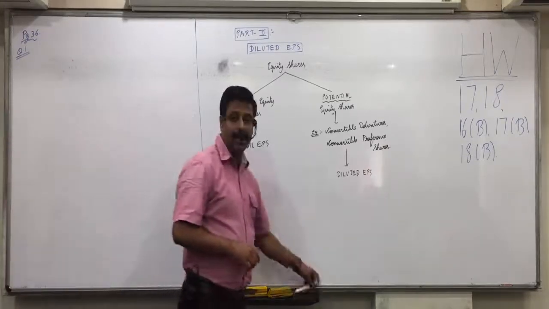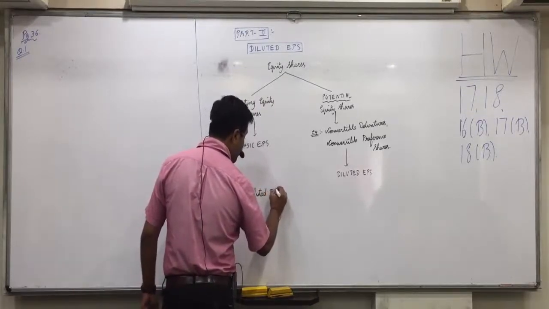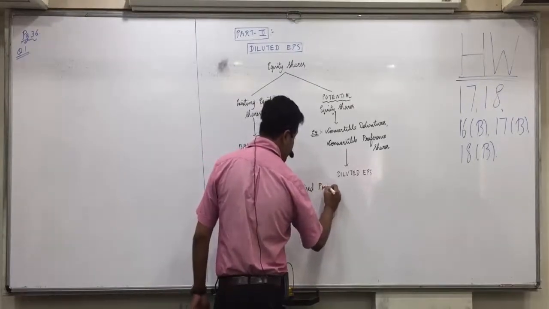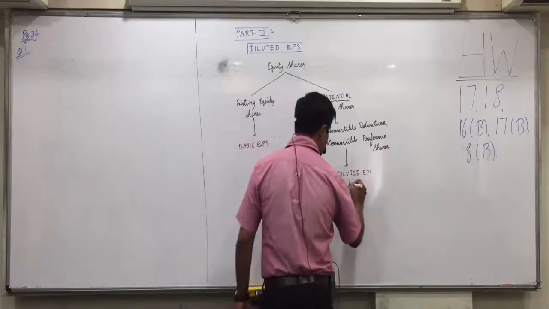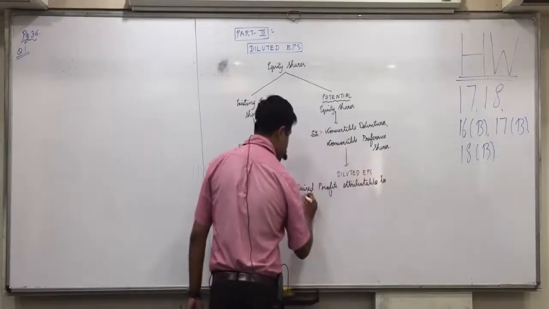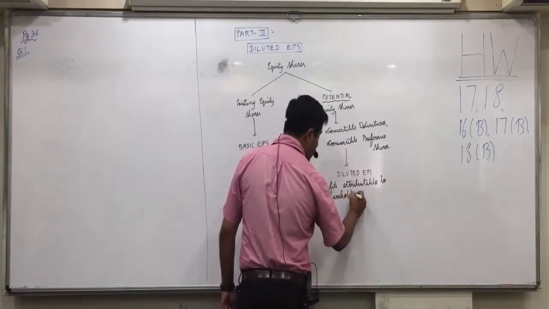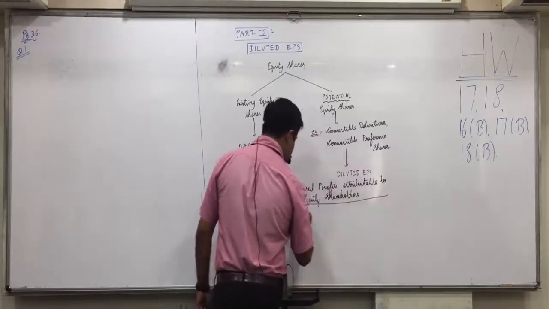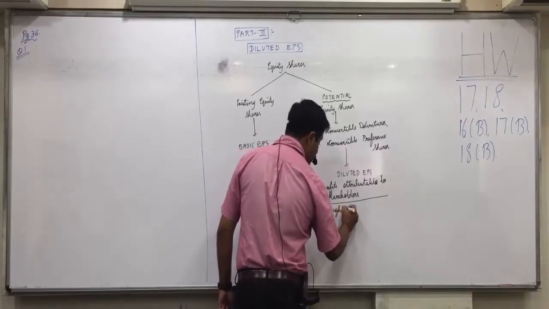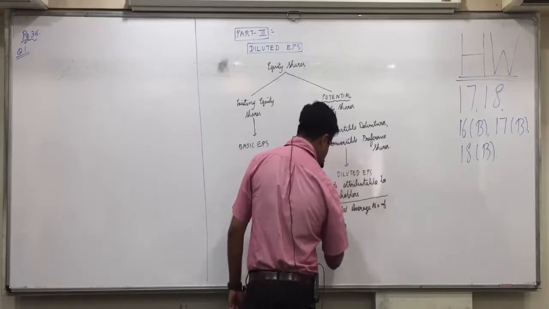The formula can be written this way, just one minute. Diluted EPS is equal to revised profits attributable to equity shareholders divided by revised weighted average number of equity shares. What is this revised? Understand it.